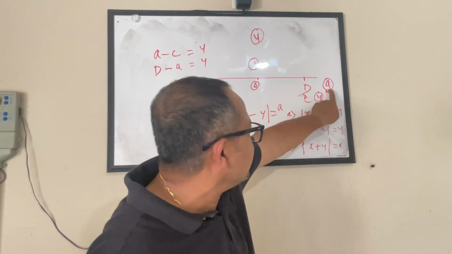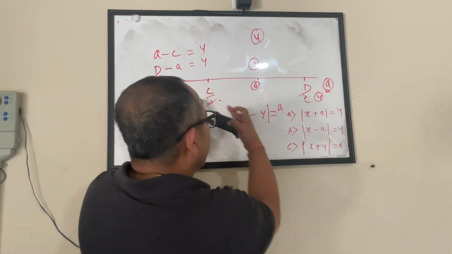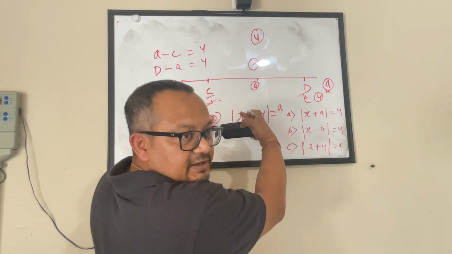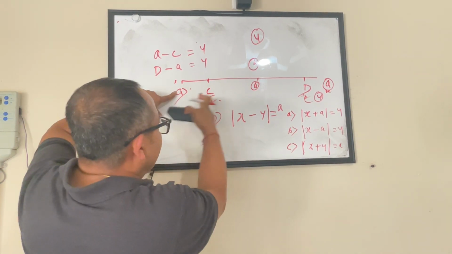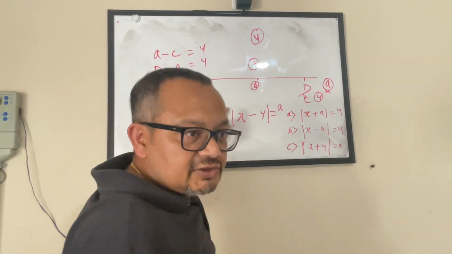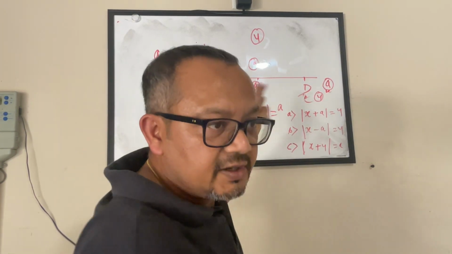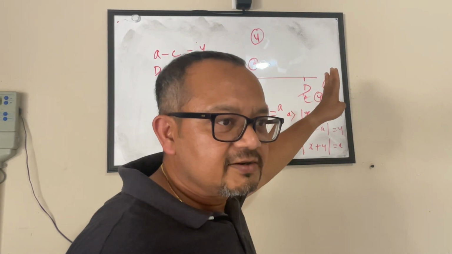Because if A is here and A is 4 units from B, it will be 4 plus something from C. If A is here on this side of the number line, if it is 4 units from C, it will be 4 plus something from D. So it cannot be outside. It has to be somewhere in the middle. Am I making sense so far?